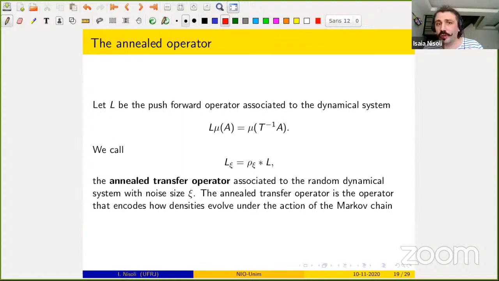How do we prove this? What we are going to do is study the annealed transfer operator. If we take the push forward operator associated to a dynamical system, sometimes I think it's useful to think of its action on delta measures. If we have a delta measure on x, this is sent to the delta measure on the image of the point. So we are studying an operator related to this one, called the annealed transfer operator, defined as the convolution of rho_xi after we applied L.